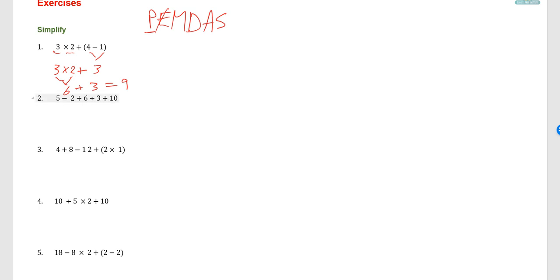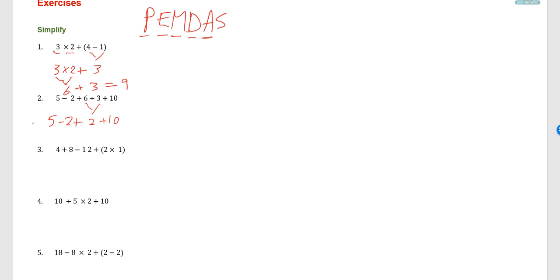5 minus 2 plus 6 divided by 3 plus 10. So back to the mnemonic again. I don't have parentheses. I don't have exponents. I don't have multiplication. I do have division. So I do the division first. 6 divided by 3 is 2, and then just write everything else. Plus, minus 2, 5, right? And then I have addition.